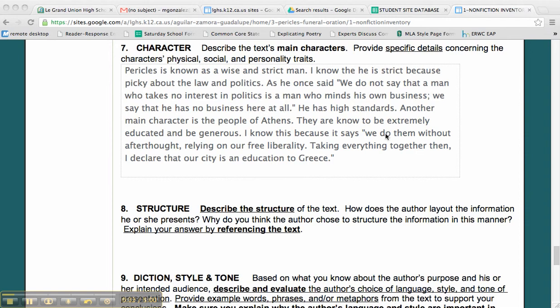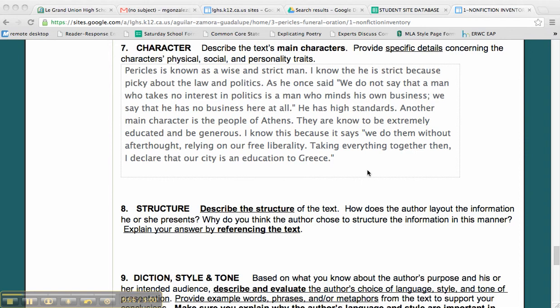So, basically, we know that you did number one. Number one is basically you took every paragraph and, in your own words, you paraphrased the main idea of that text, because we do understand that one paragraph always has its own main idea. And I wanted you to write down the supporting details. So we know what all the ideas are in Pericles' funeral oration.